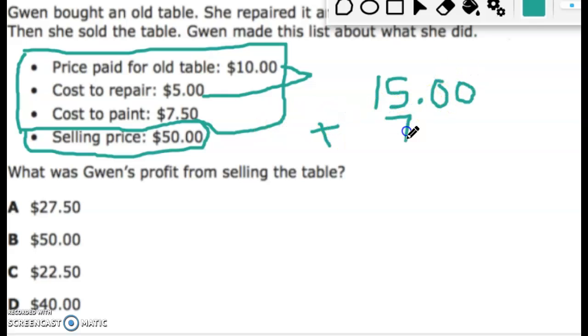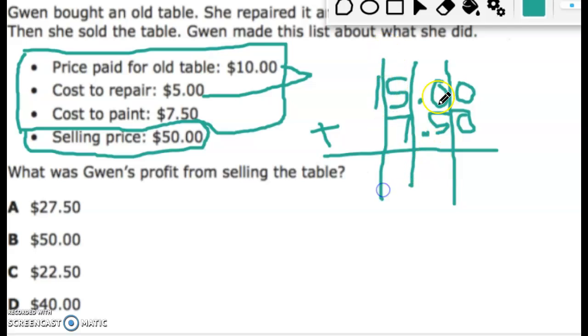Okay. $15 plus $7.50. Notice I've got my place values lined up. So I have my ones place, the tenths, the hundredths, and then the tens all lined up. And I know for sure because my decimals are lined up as well. So now I'm going to add those together.